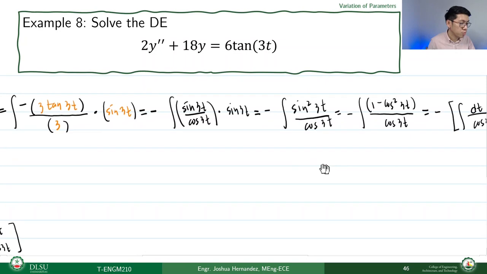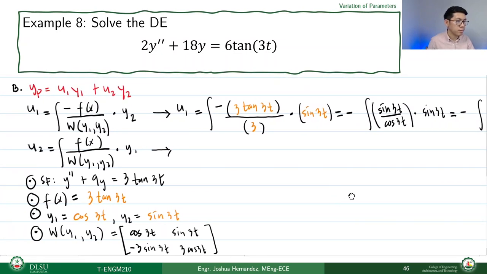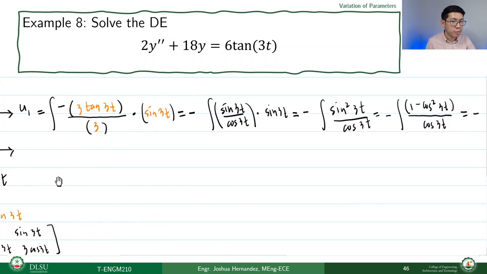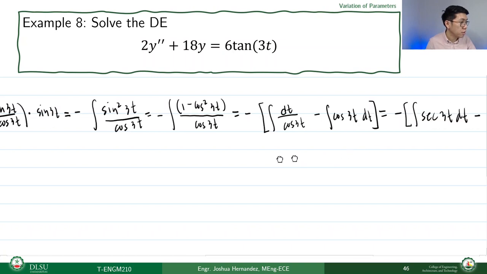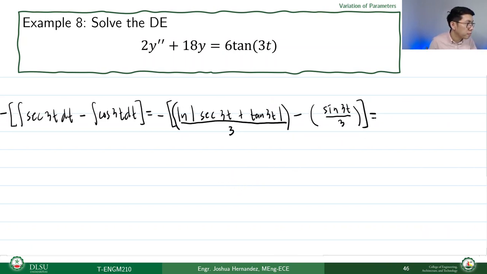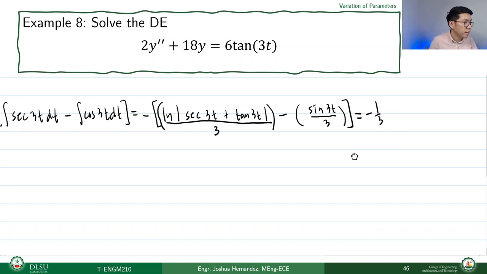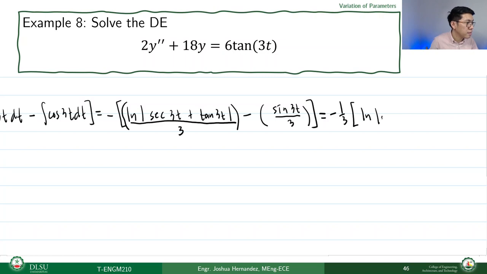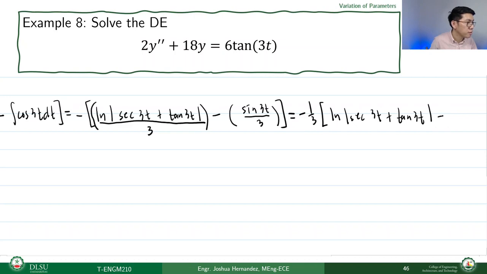Now how about our u2? I am sorry, I missed something here. This should be 1/3 as well, over 3, because of du. Okay? So, further simplifying, we will have negative 1/3 and then ln secant 3t plus tangent 3t minus sine 3t.